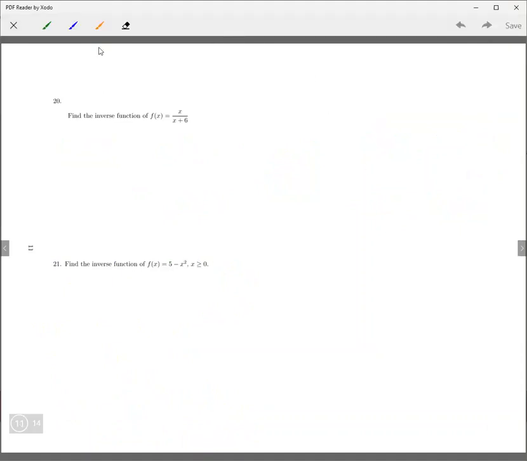Okay, let's look at a little bit harder problem, but this is a technique that I want you guys to know. So this is finding the inverse function. We follow the same steps: replace the f of x with a y. Now the next step is to try to solve for x. The problem is there are two x's here, so that's going to be a little bit harder. But we'll multiply both sides by x plus 6. So we get there. Then we'll distribute this y in. So xy plus 6y equals x.